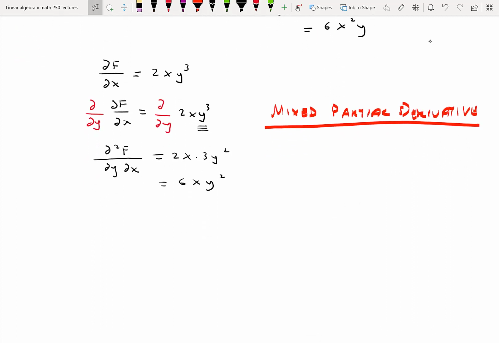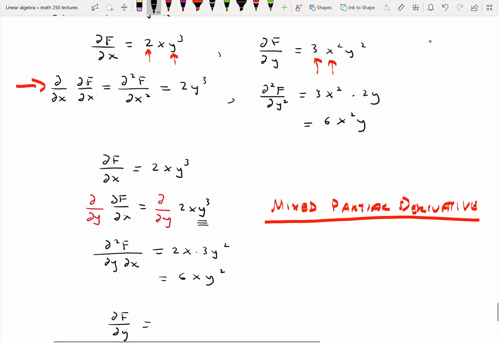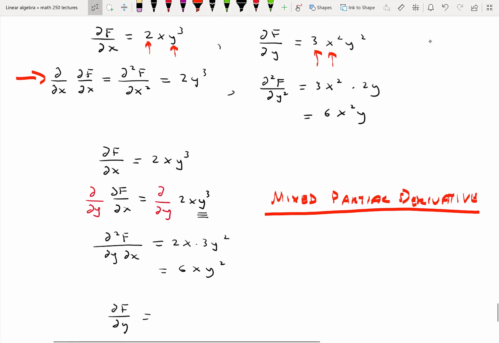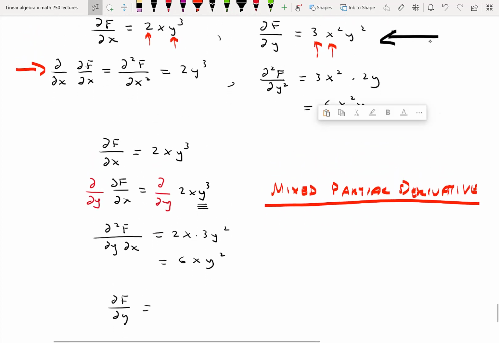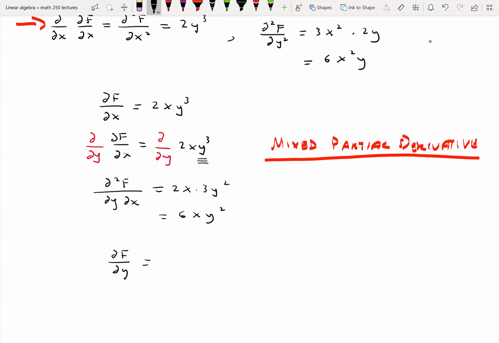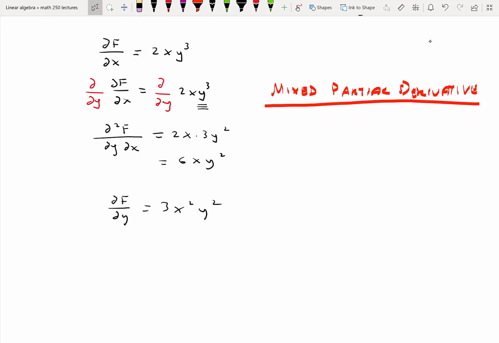I'm going to do the same thing with the partial derivative of f with respect to y. So the partial of f with respect to y was 3x squared y squared. That was way up here. I'm just going to copy it down again. 3x squared y squared. Okay. Now I'm going to take the derivative with respect to x of both sides, forming another mixed partial derivative.